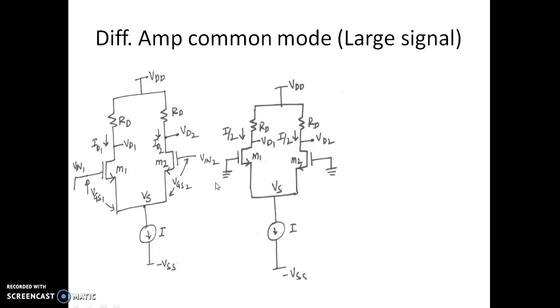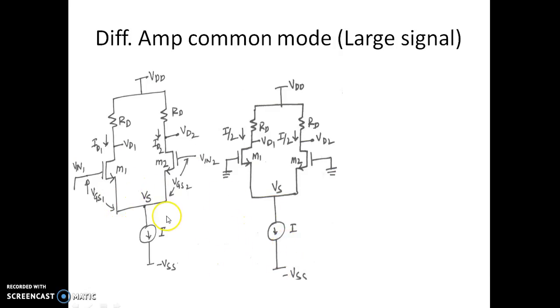And we shall see what happens if it is grounded. Now you can see this is grounded here, this is grounded, and it's the same circuit. Input 1 and input 2 are grounded. When the two inputs are grounded, we can see that there is a VGS1 between the gate and source of M1, and between the gate and source of M2 we have VGS2.